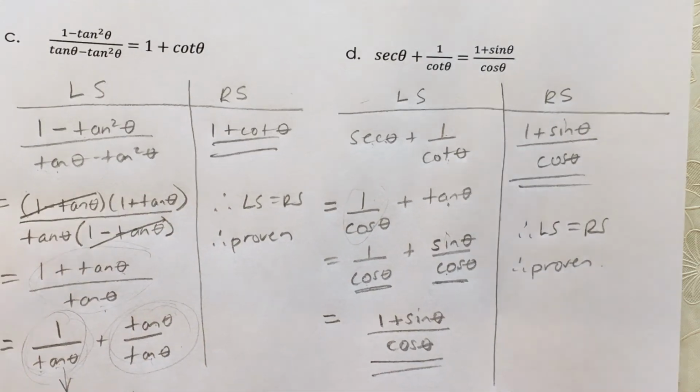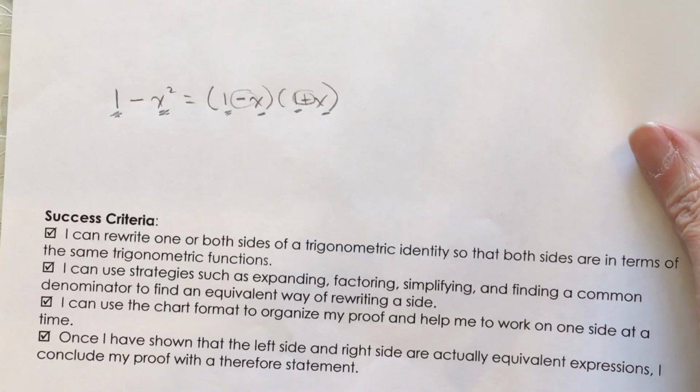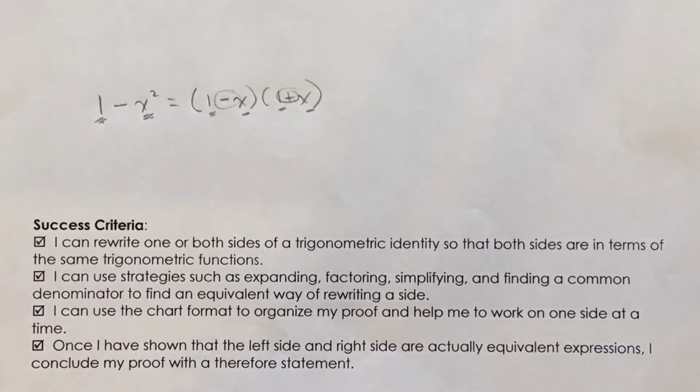Okay, so our success criteria are that we can rewrite one or both sides of a trig identity so that both sides are in terms of the same trig functions, usually sine and cos. We can use strategies such as expanding, factoring, simplifying, and finding a common denominator to find an equivalent way of writing a side. I can use the chart format to organize my proof and help me to work on one side at a time. And once I've shown that the left side and right side are actually equivalent expressions, I conclude my proof with a therefore statement. All right.